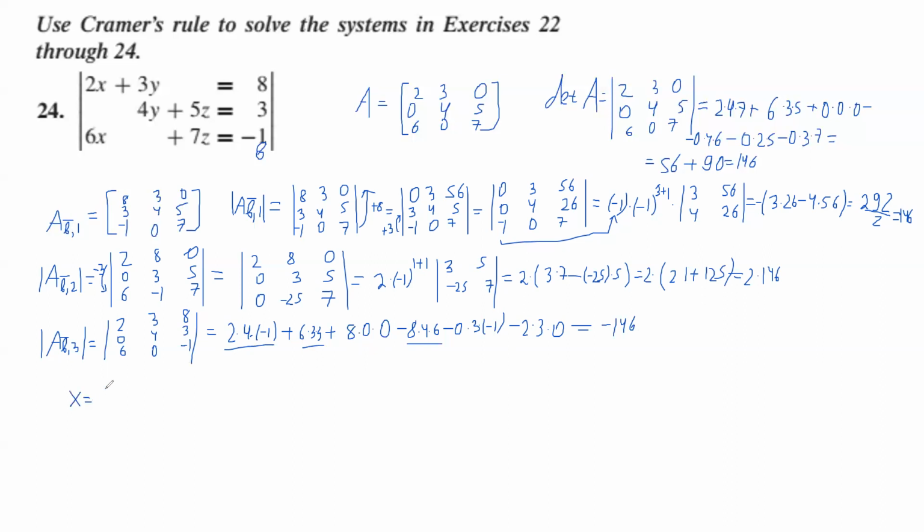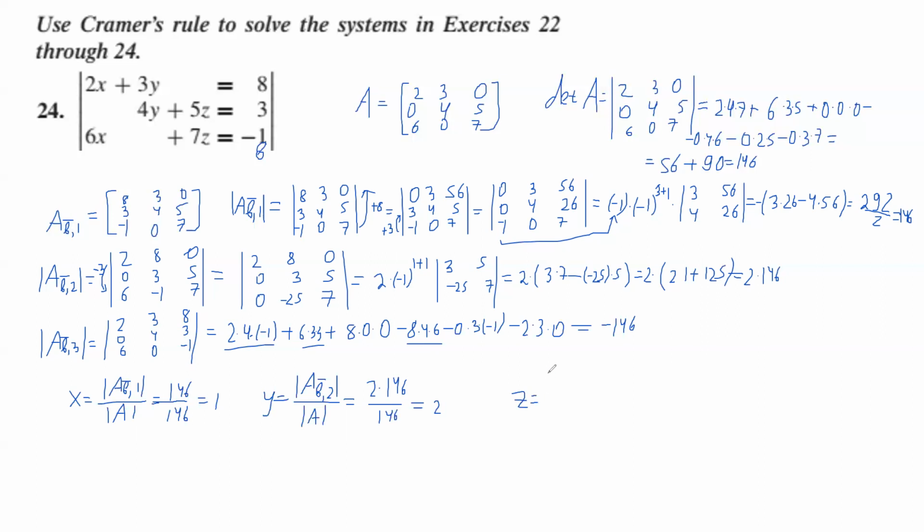So x will be the determinant when I substitute column B in the matrix A, divided by the determinant of matrix A. So it was 146 divided by 146, which is 1. So y is the determinant of A when we substitute B instead of the second column, divided by the determinant of A. So it will be 2 times 146 divided by 146, which is 2.